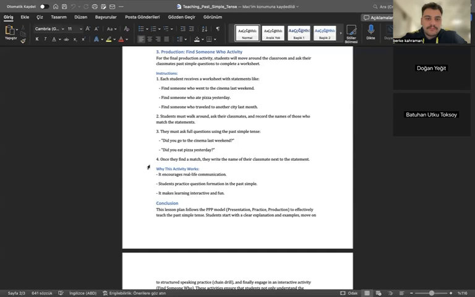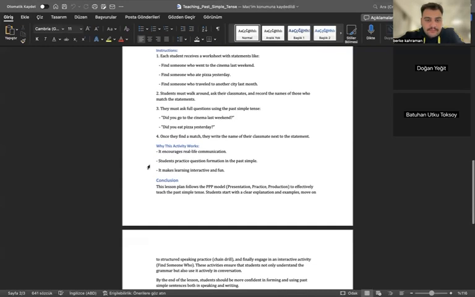Each student receives a worksheet with statements like: find someone who went to the cinema last weekend, find someone who ate pizza yesterday, find someone who traveled to another city last month. The second step is that students must walk around, ask their classmates, and record the names of those who match the statements. The third is that they must ask questions using the past simple tense: did you go to the cinema last weekend? Did you eat pizza yesterday? And the fourth is that once they find a match, they write the name of their classmate next to the statement.